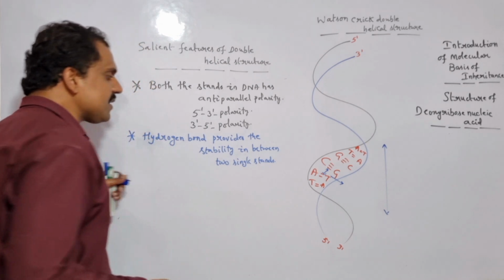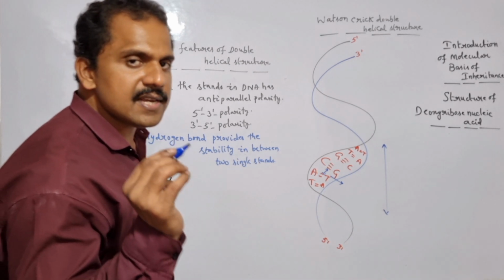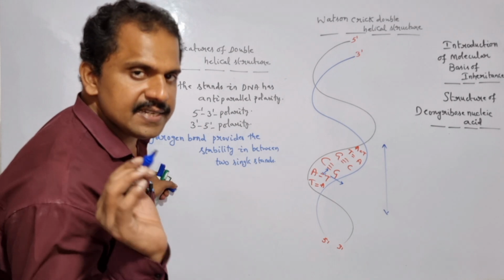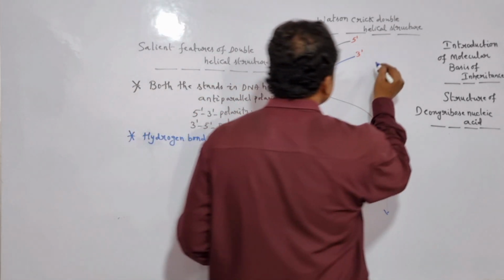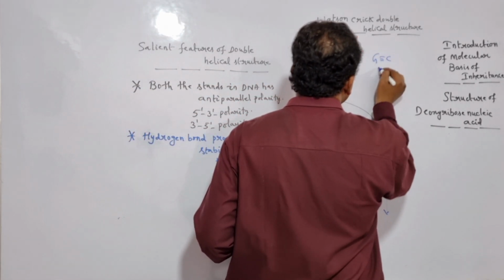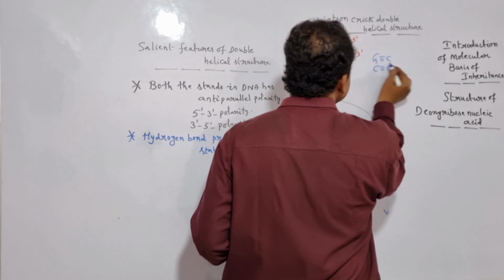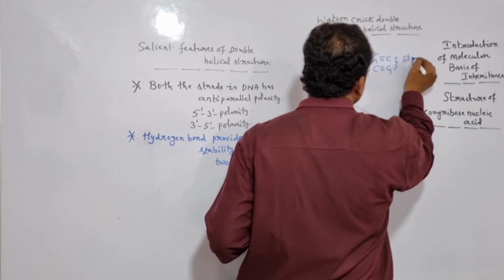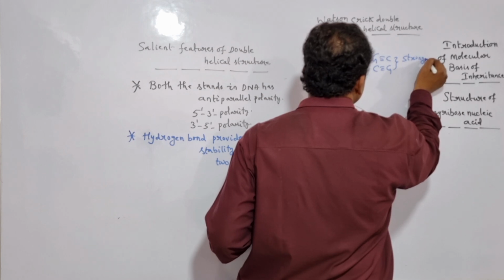So here the strongest hydrogen bonding in between the two successive nitrogenous bases occurs in between G and C and C and G. So in between G and C and C and G, there is an availability of 3 hydrogen bonds. So it is the strongest hydrogen bond.